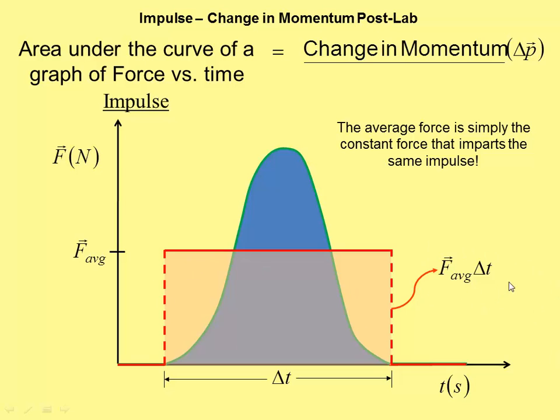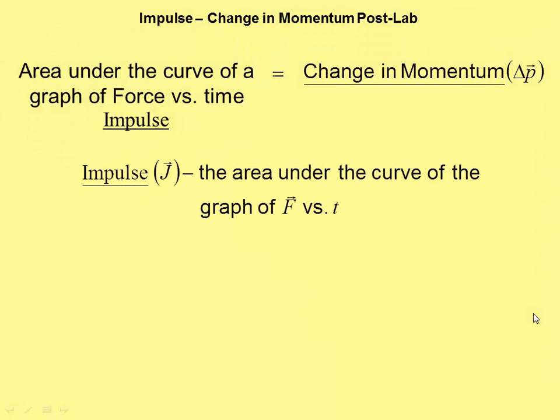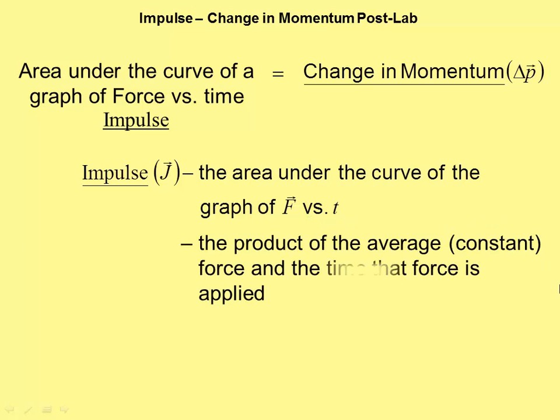So this is the kind of thing we can use. And often we're not even going to call it an average force. We'll just say the constant force times the time. So that means then we can define impulse in two ways. First of all, impulse is a capital J. I is used for other things in physics. So it's the area under the force versus time graph, but it's also the product of the average, hence constant force, and the time that force is applied. Impulse is force acting over a time.